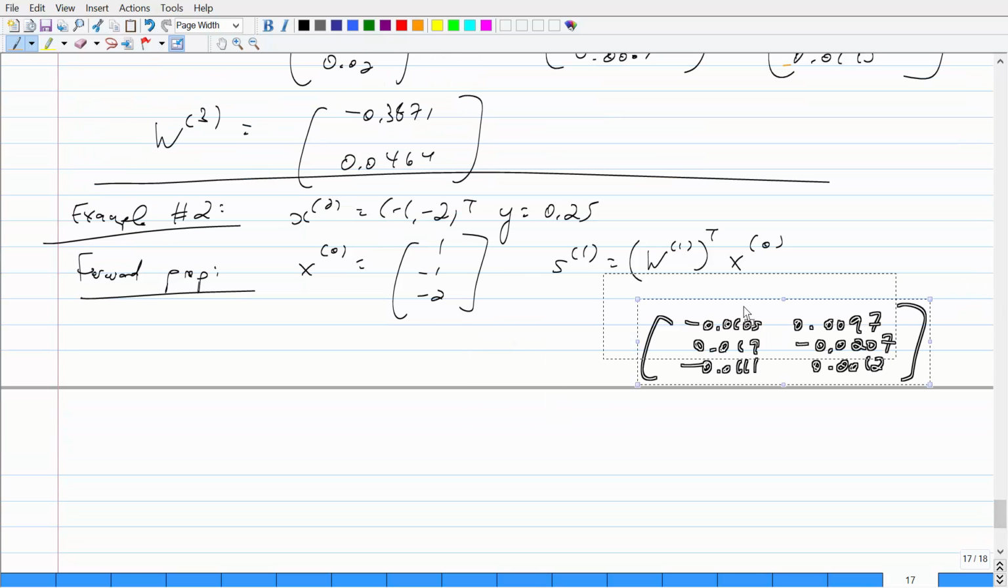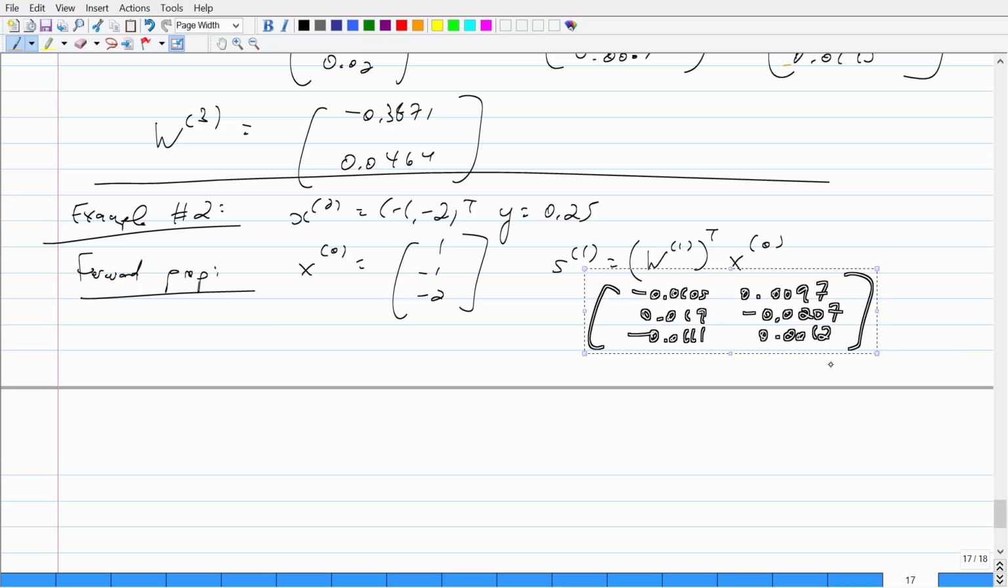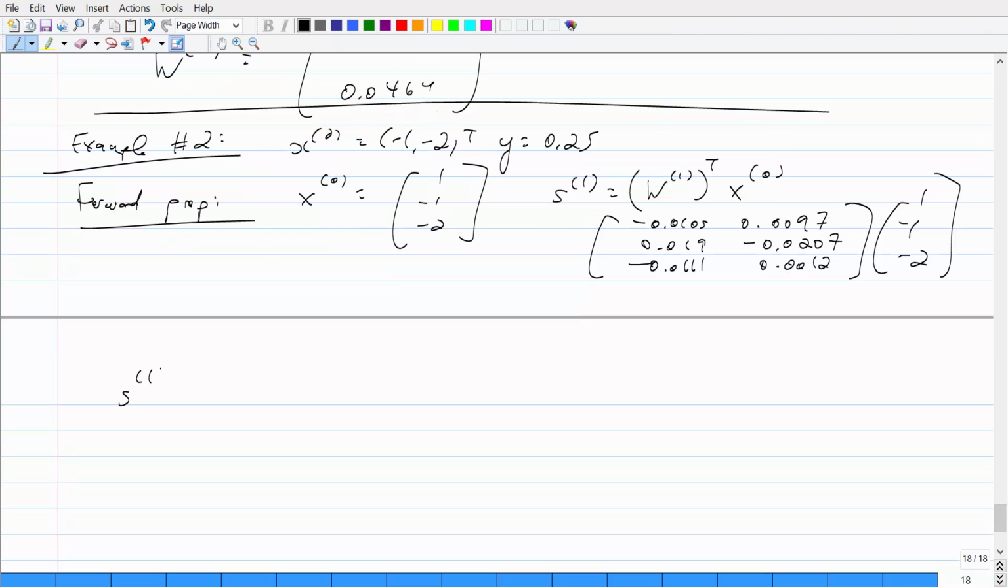Once I'm finished with this, I'll take a break. All right, so x of 0, which is 1, minus 1, minus 2. When you compute this, I'll spare you the details, and I'm pretty sure you can do this on your own. What we get is minus 0.0065 and minus 0.0076.